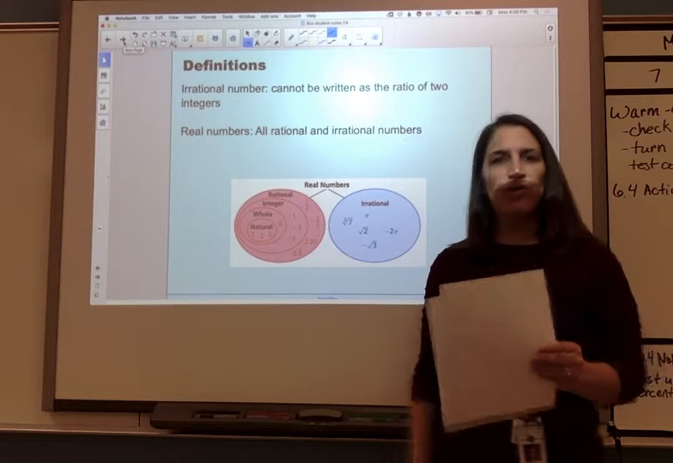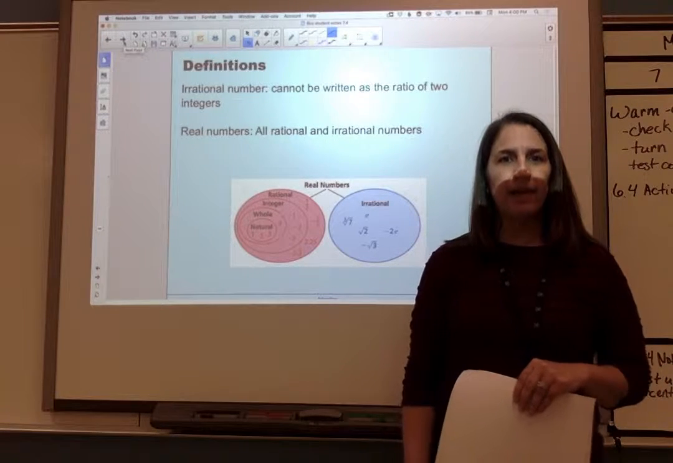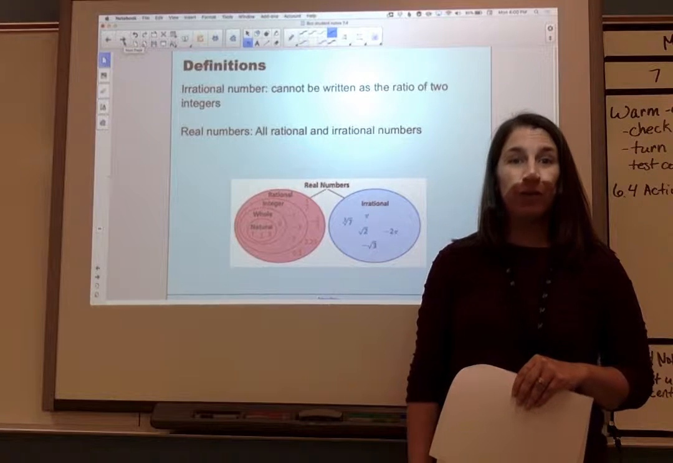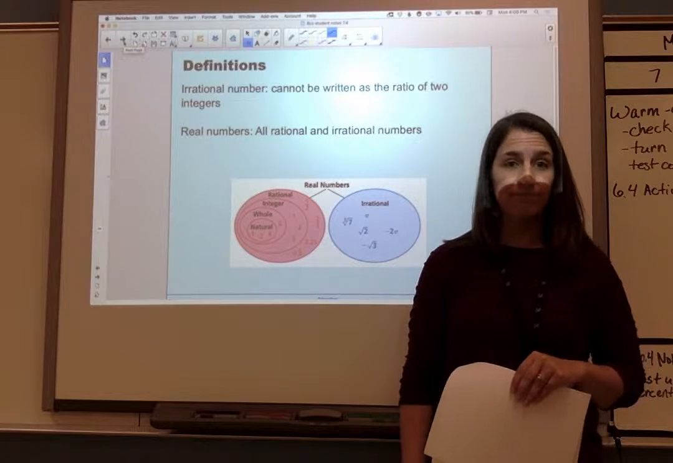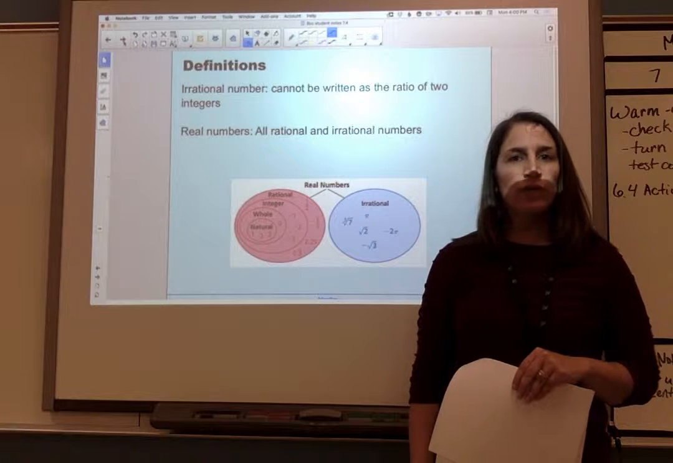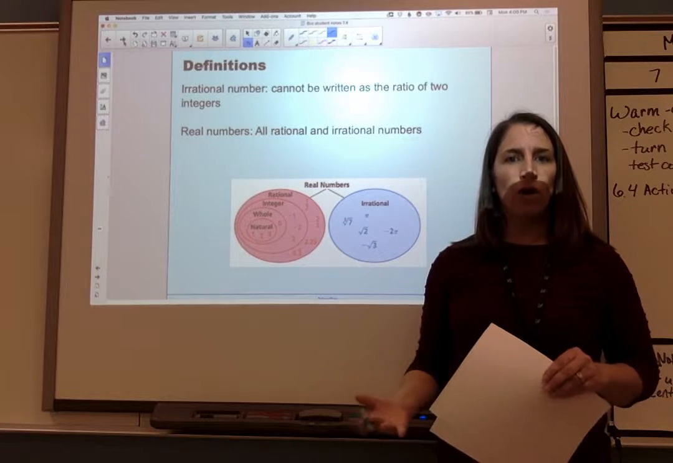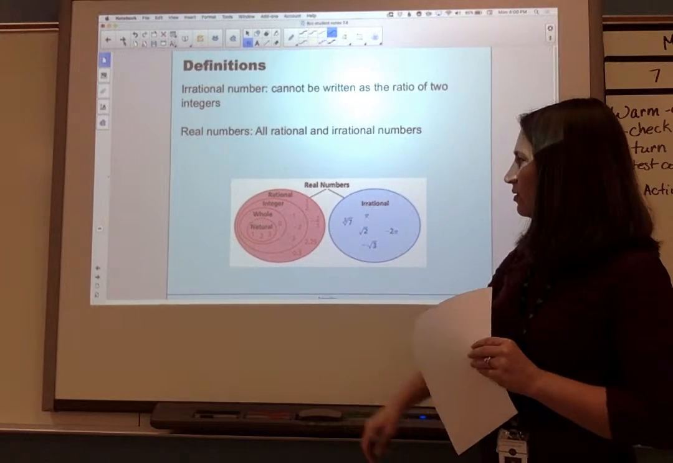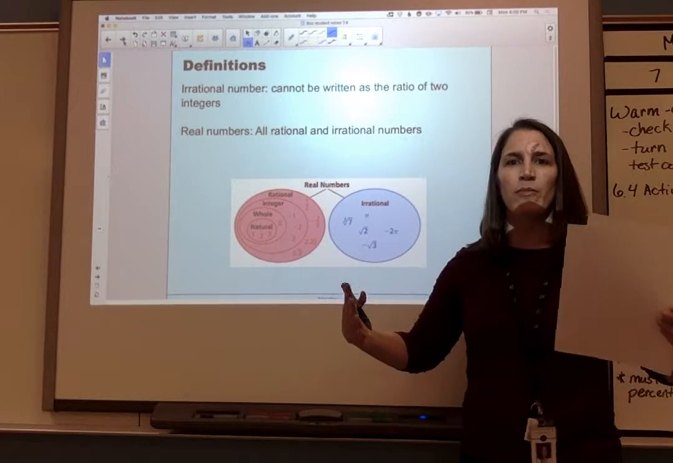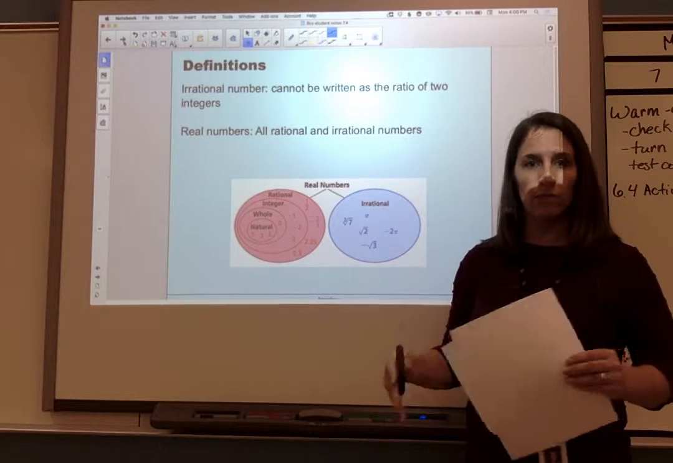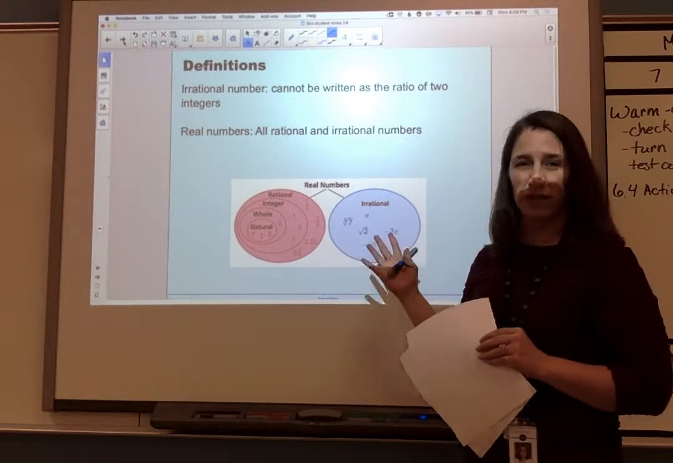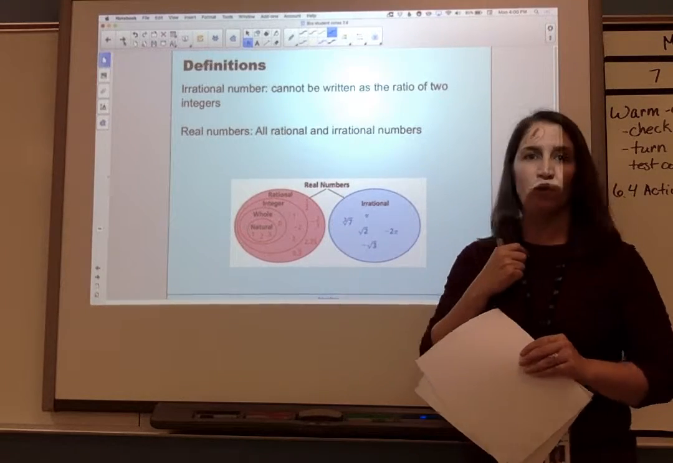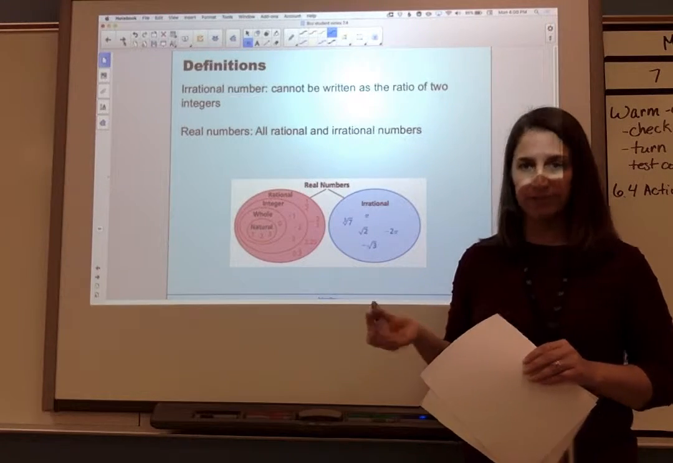An irrational number is a number that cannot be written as the ratio of two integers. In other words, it can't be written as a fraction. And then real numbers is the set of all rational and irrational numbers. So here we have this little Venn diagram that's not overlapping at all because a number can't be both rational and irrational. It's one or the other. But the two combined form the set of all real numbers.